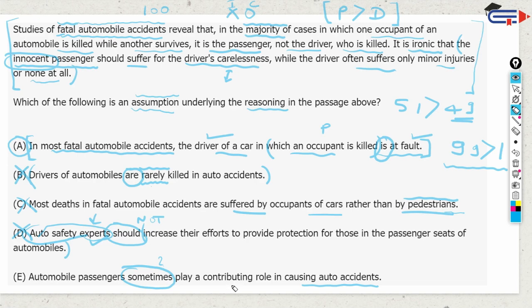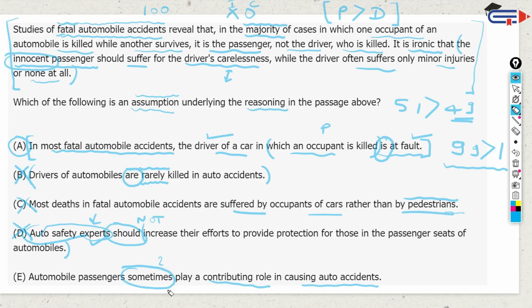The assumption has to be in the same direction as the argument, right? This is going in the opposite direction. The argument calls passengers innocent. Here they are saying passengers are contributing to the accident. Yes, there is a question of what "sometimes" means, but prima facie this goes against it.